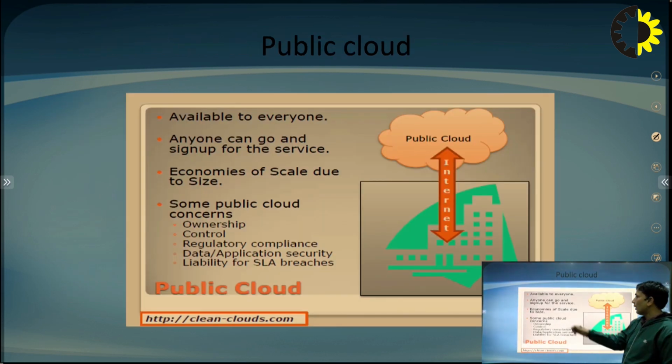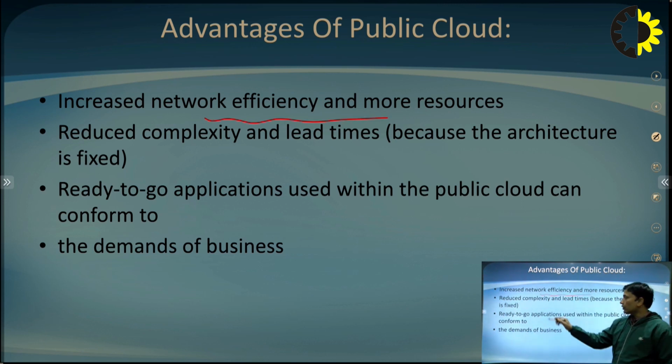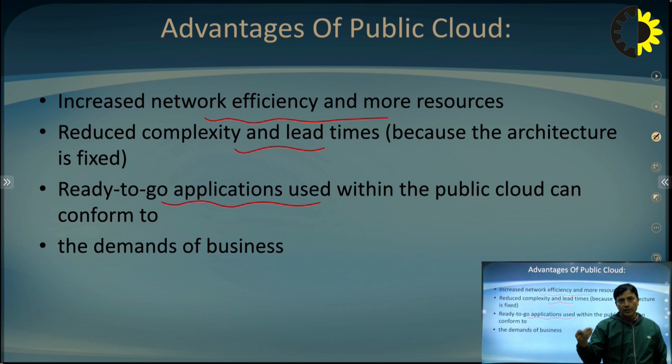Public cloud is available to everyone. Anyone can go and sign up for the service, like Gmail. Economies of scale due to the size. Some public clouds raise concerns about ownership, control, regulatory compliance, data application, and liability for SLA breaches. And these are the advantages: increased network efficiency, reduced complexity, and it is cheap in comparison to other clouds. Ready-to-go applications, that means whenever you require new applications or new services, they will be readily available for you.